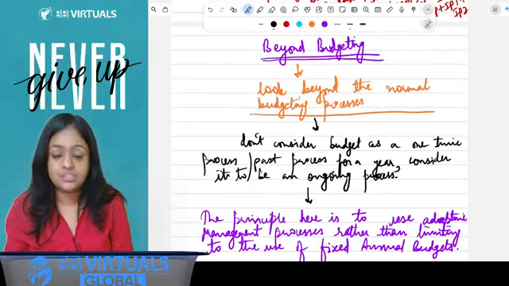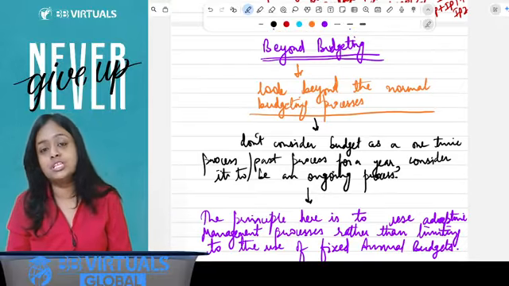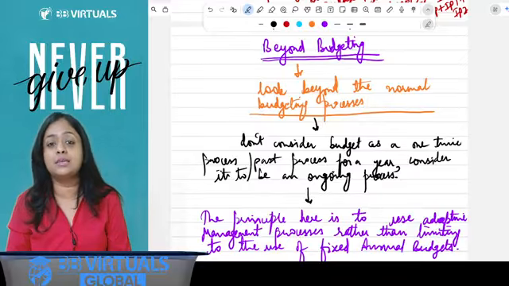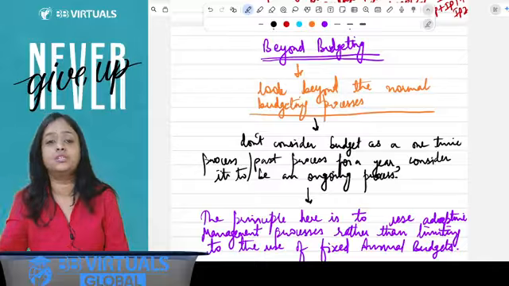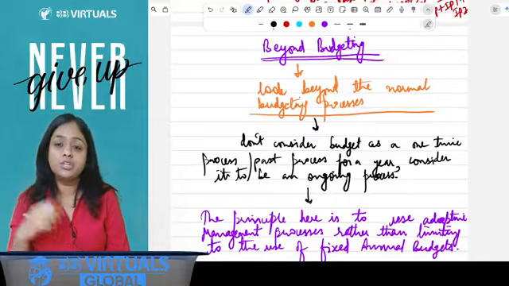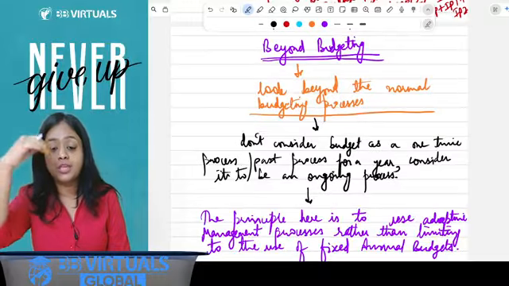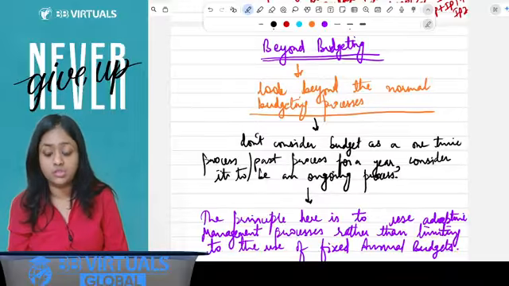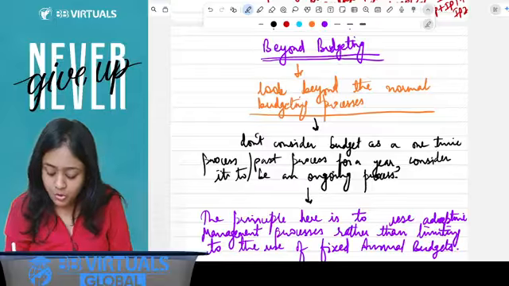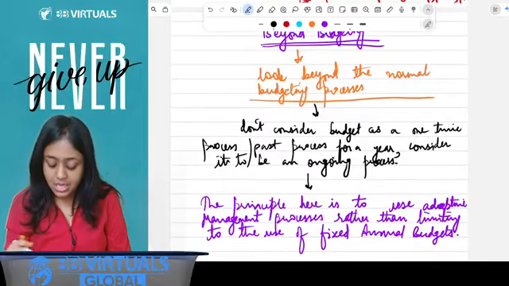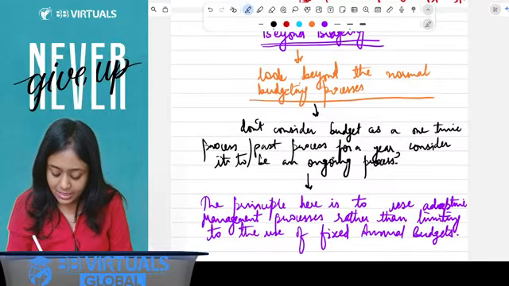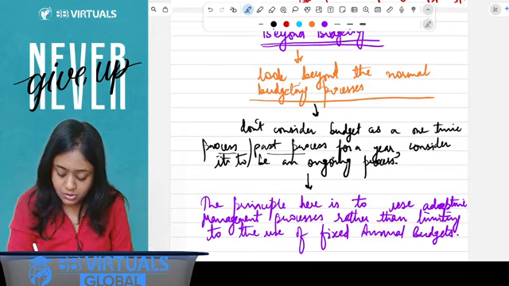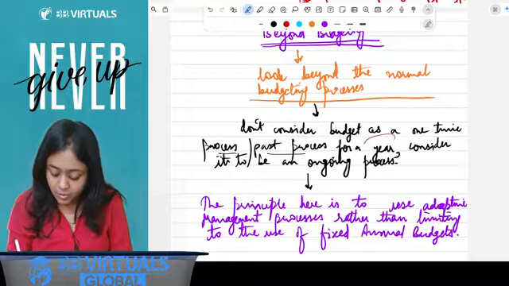Now let's take the last topic here for budgeting, which is beyond budgeting. It simply says that managers now need to look beyond the normal or traditional budgeting approaches. The management should think out of the box and come out of this orthodox zone. So they should look beyond the normal budgeting processes. That means don't consider budget as a one-time process only for a year. Consider it to be an ongoing process.